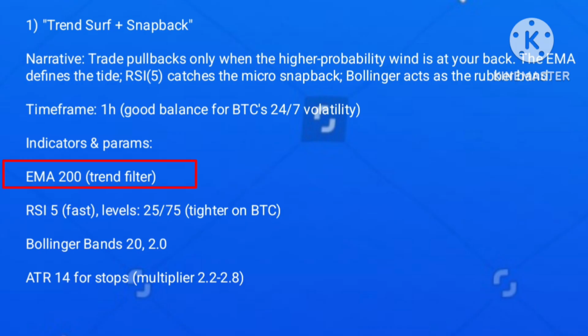Then we are going to get an RSI. We could play with a fast RSI. RSI 5 is very fast, 14 is standard, and we can use different levels as a threshold to enter on a long or to enter on a short. Yeah, 25 is oversold, 75 is overbought.